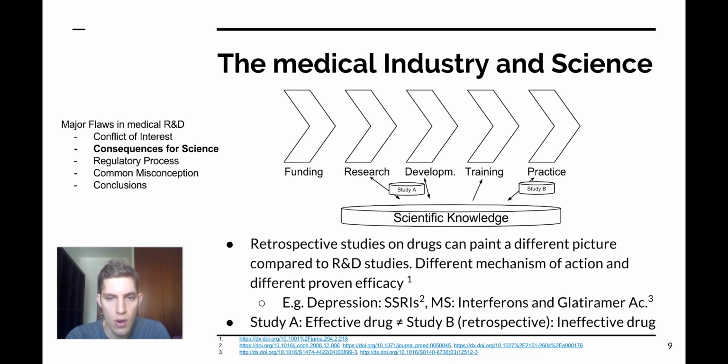So I have added here two examples I just took from literature. One for depression, where a class of drug, the selective serotonin reuptake inhibitors, have shown in retrospective studies to have the same efficacy as a placebo. Not only that, there are studies that show how the mechanism of action is different, that these drugs do not reach the brain in sufficient amount to block the serotonin reuptake.